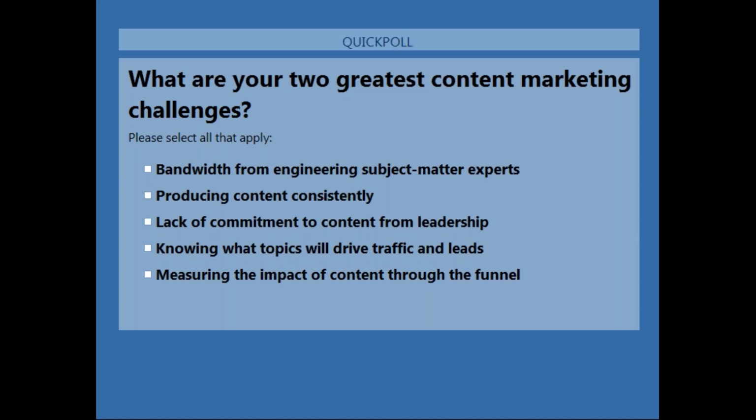The fourth one is knowing what topics are going to drive traffic and leads. So, what do we need to write about? What are our salespeople saying? What are the types of leads? What's our persona? What are their applications? What are they really challenged with? What are those topics that we know we need to be writing about? And then lastly, measuring the impact of content through the funnel. That's a really big one.